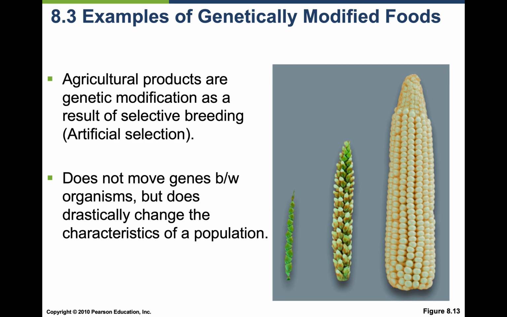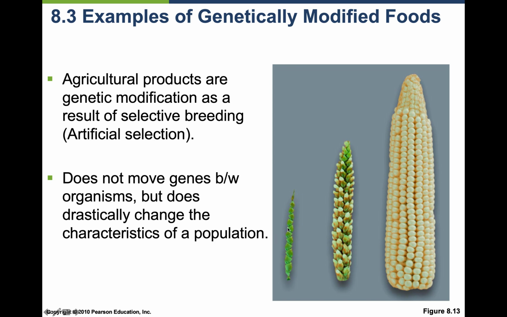Now let's shift gears a little bit and talk about genetically modified foods. A lot of agricultural products are genetically modified as a result of selective breeding. We call this artificial selection. This is essentially like natural selection, which we'll talk about at some point. But instead of it happening naturally out in nature, these are traits that humans decide they like. It doesn't move genes between organisms, but does drastically change the characteristics of a population.